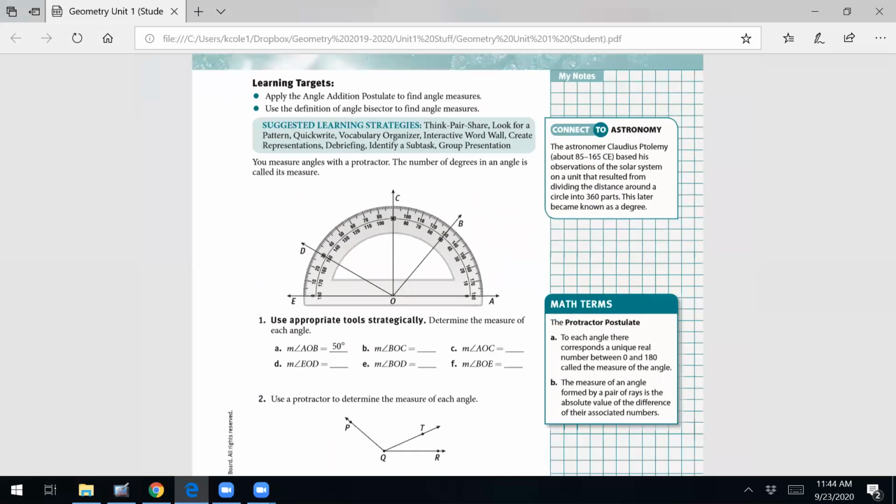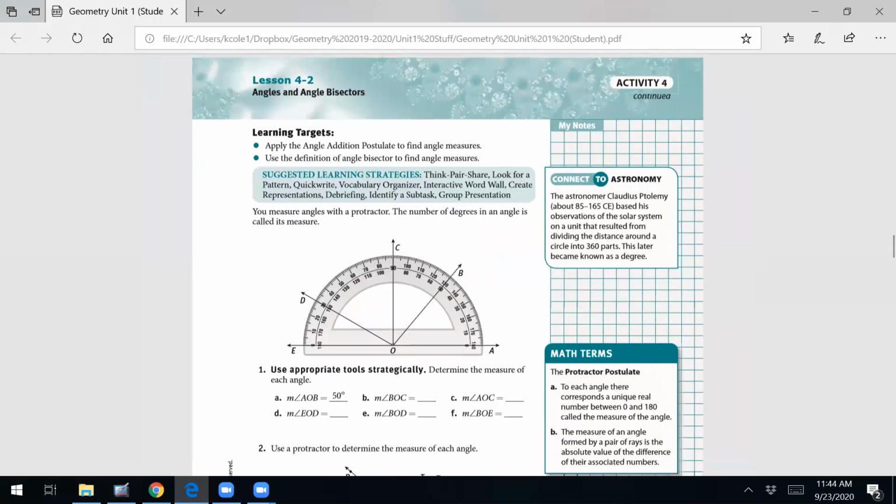All right, so this lesson is about angles and angle bisectors. So yesterday, if you were zooming with us or you watched back, we were introduced to the vocabulary word bisect. What does bisect mean? Cuts it in half, okay? So we're going to be cutting angles in half today instead of just cutting segments in half, all right?